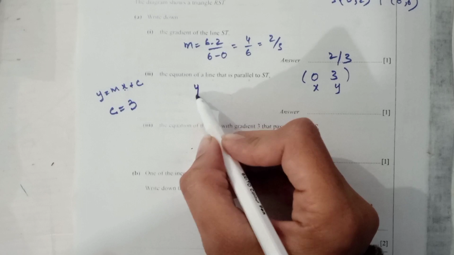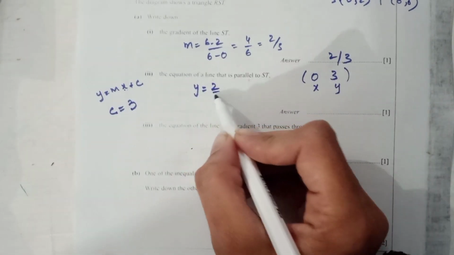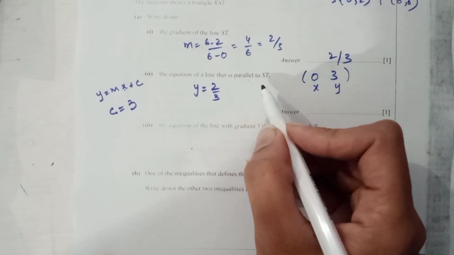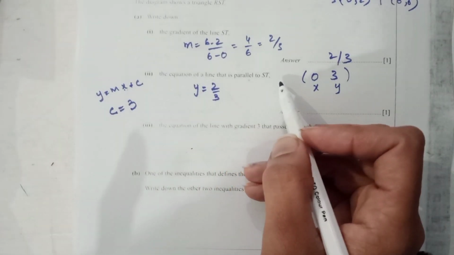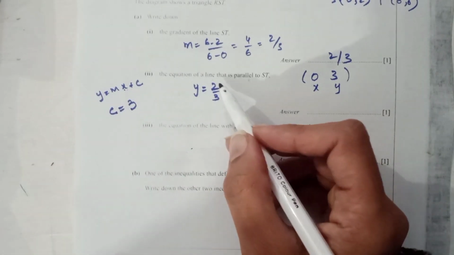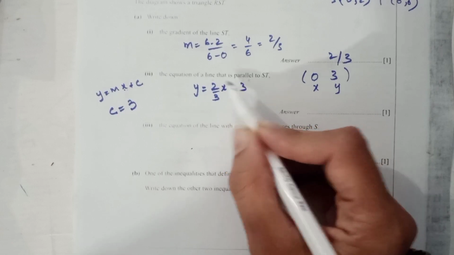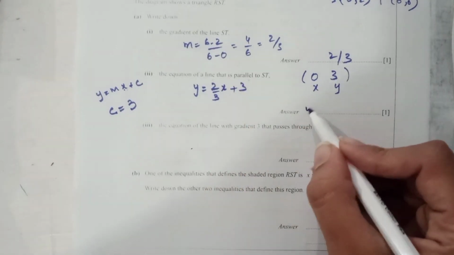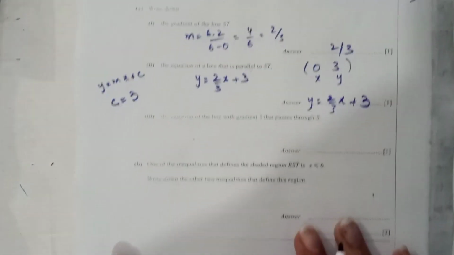and this is y, and we know that the gradient is equal to 2 by 3, because this line is parallel to ST. When a line is parallel to ST, its gradients are equal. So 2 by 3x plus 3. That is the equation of the line: y is equal to 2 by 3x plus 3.